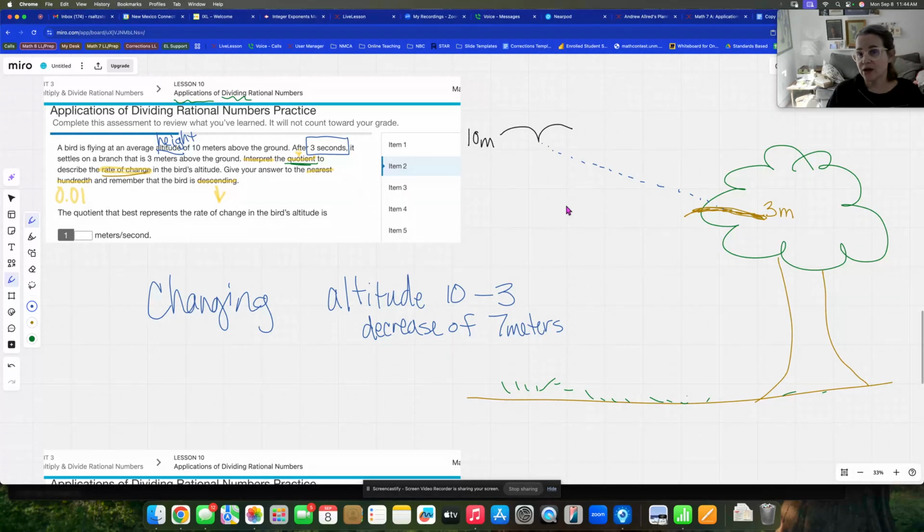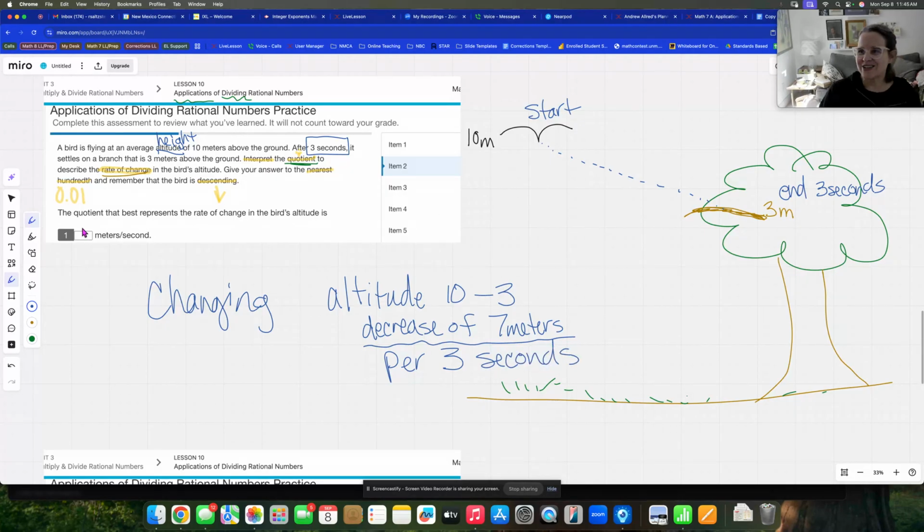Time is changing. So basically, for the bird to fly down, it takes him from start to end 3 seconds. Okay, so I can say a decrease of 7 meters per 3 seconds.